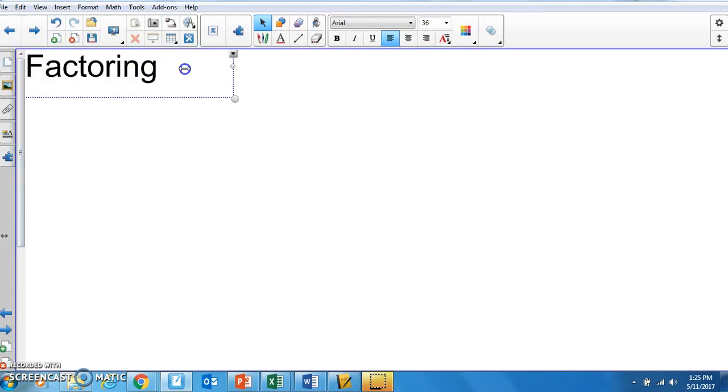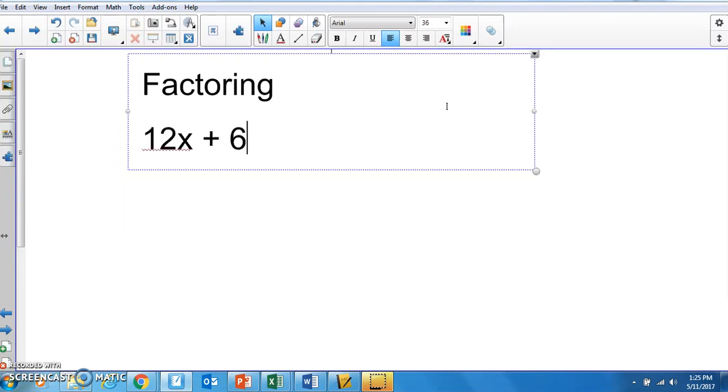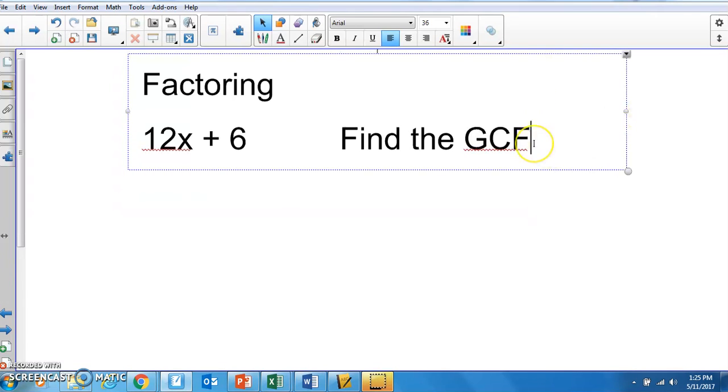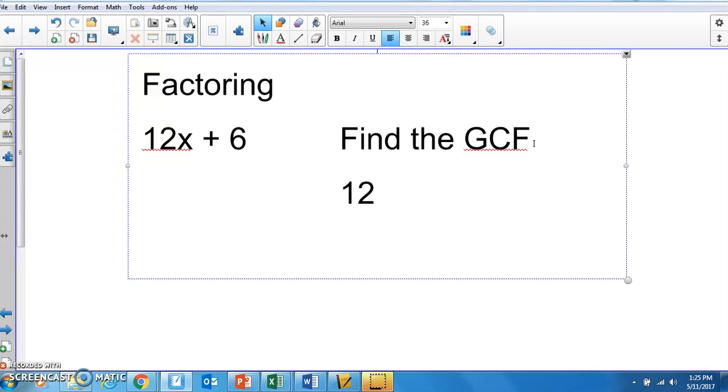All right, when dealing with factoring, that is kind of the reverse or the opposite of the distributive property. So let's take an example of what I mean by that. So let's say we have 12x plus 6. What I want to do is find the least common multiple. I'm sorry, the greatest common factor. I'm getting it mixed up. Greatest common factor. So if I find the greatest common factor, I'm going to find the GCF of 12 and also the GCF of 6.